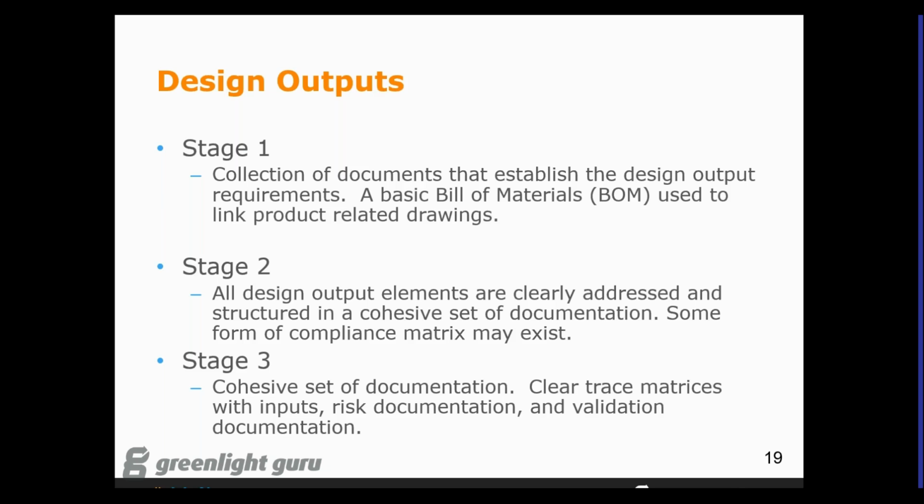If during an FDA inspection you ask the wrong person that question, it can come across as if you have a deficiency. You might get a 483 out of that. But if you had a clear trace matrix between the inputs and outputs, it's less dependent on who you have answering these questions.